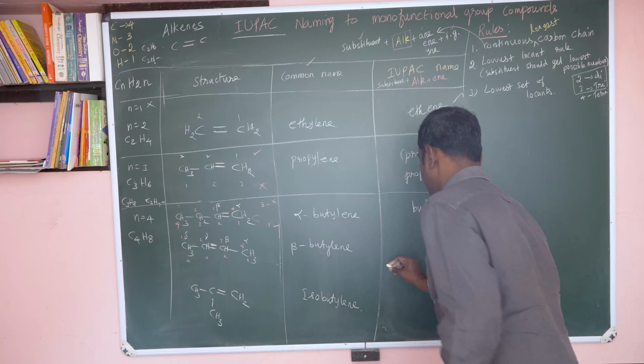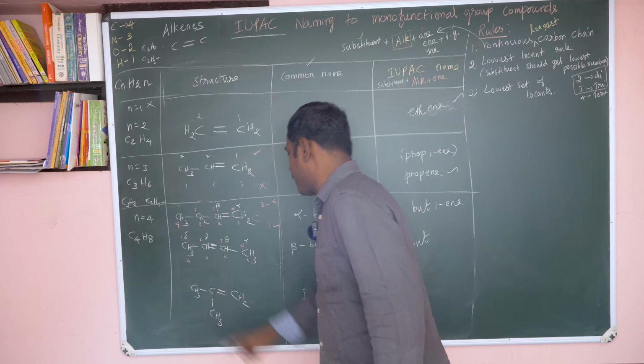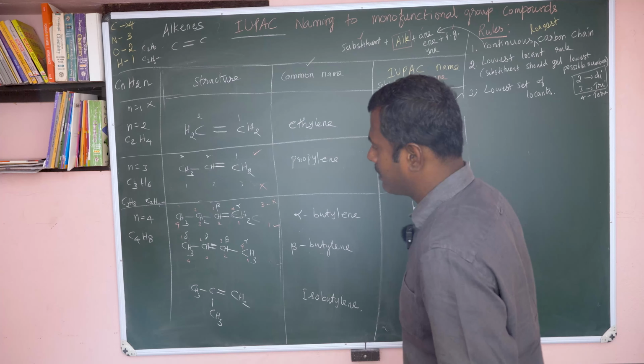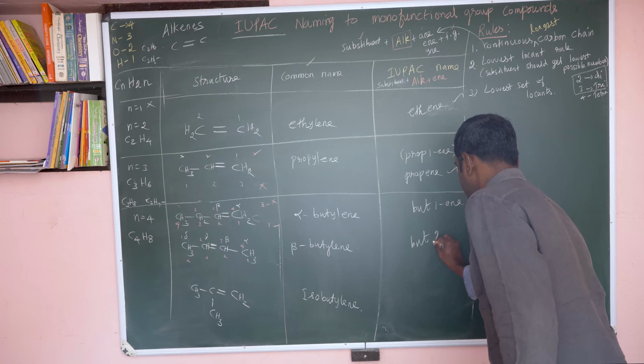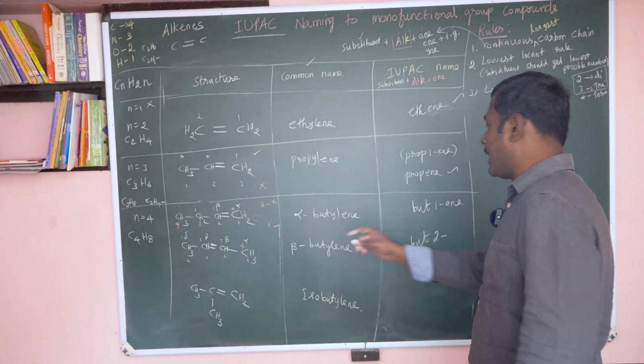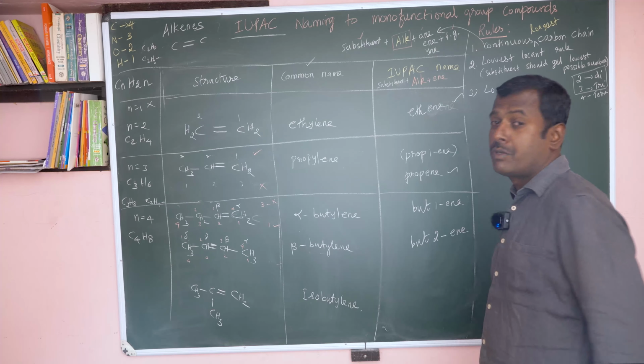Okay, so actually there are 4 carbons. So the root word is but. What about the numbers? The double bond is present between second and third carbons. So among 2 and 3, the least number is 2. And the IUPAC name should end with what? Ene, because of alkene. So this is but-2-ene.